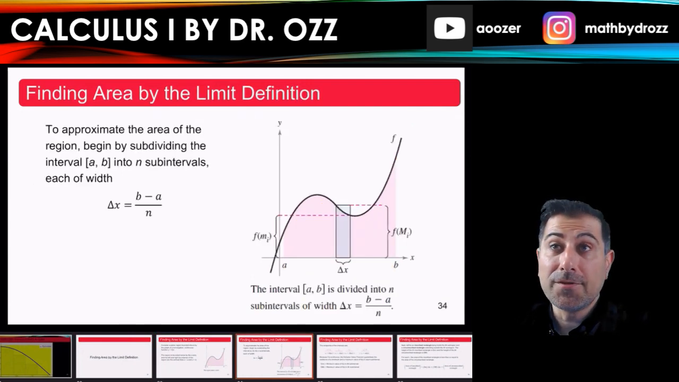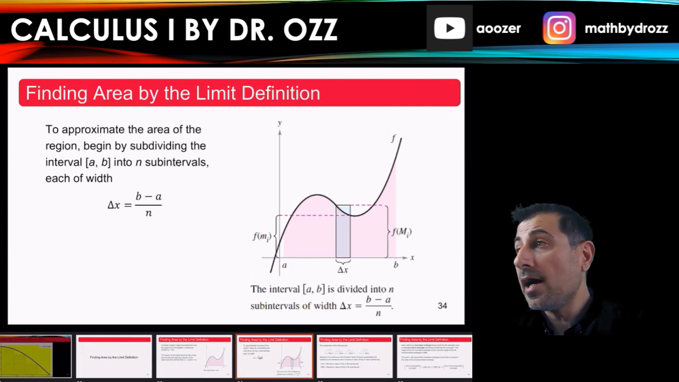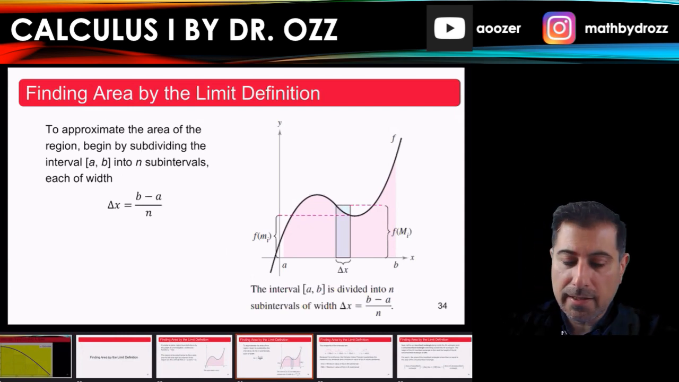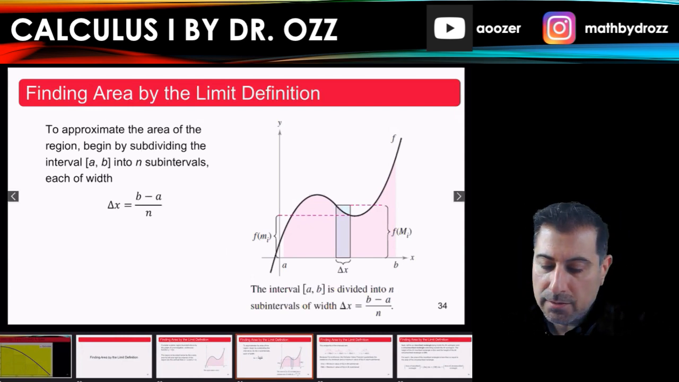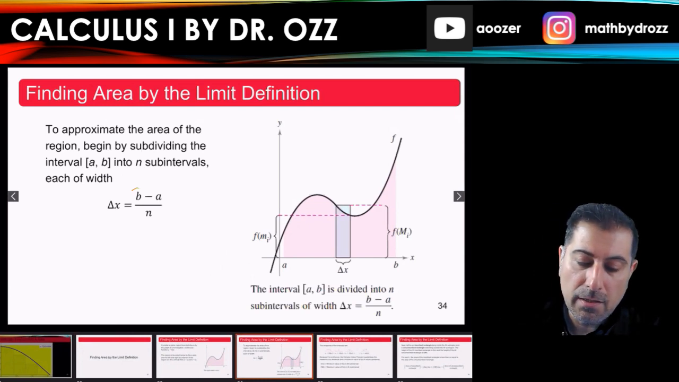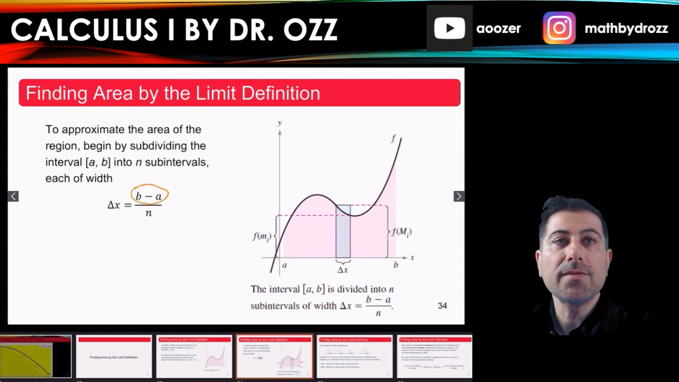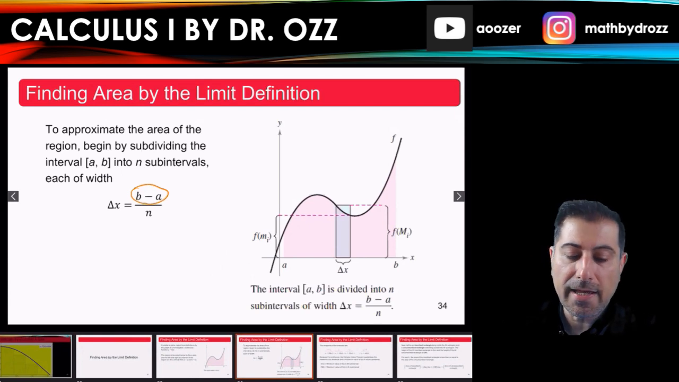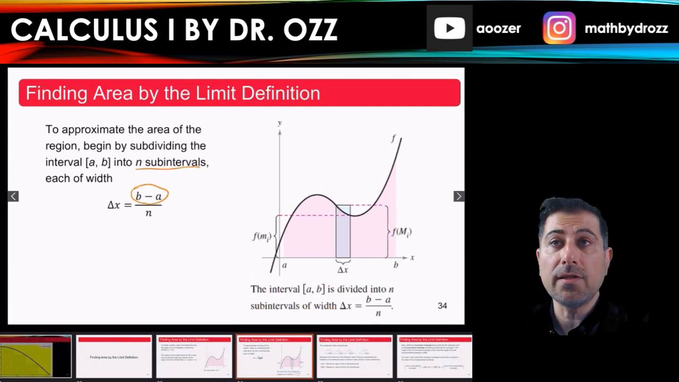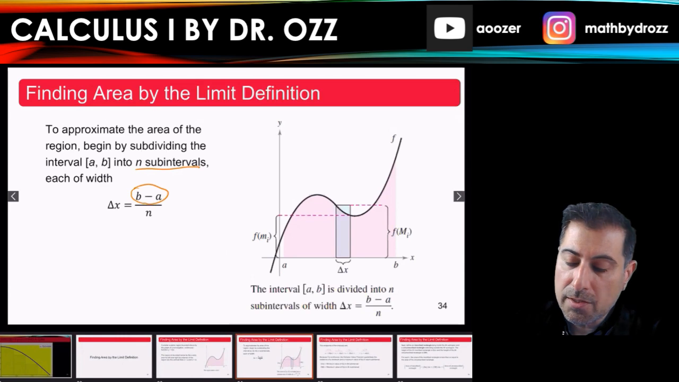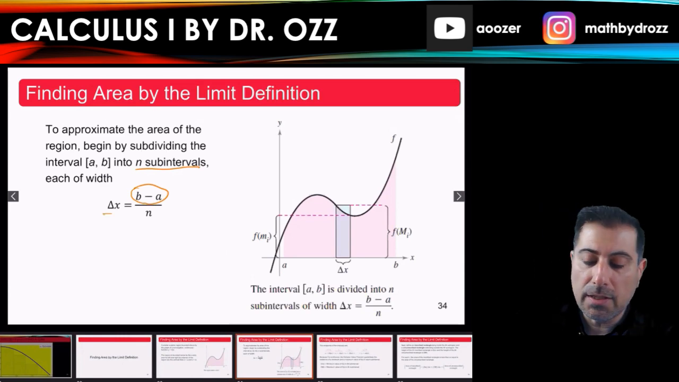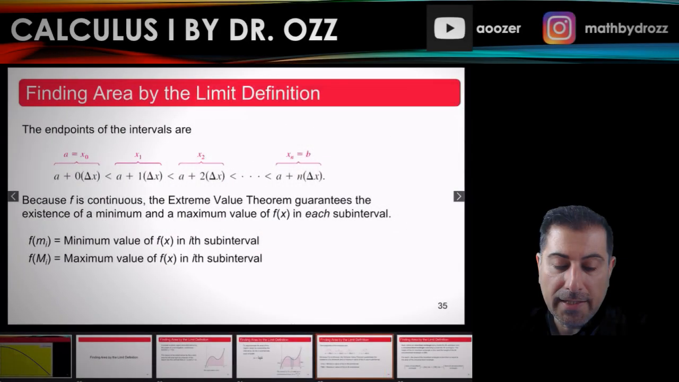All right, so first we're going to approximate the area of the region by dividing the interval [a, b] into sub-intervals. Let's say I find the width of each sub-interval by taking the difference of the endpoints divided by n. So that means I have n sub-intervals, each with equal length, which I call delta x. In the next step you're going to see that.